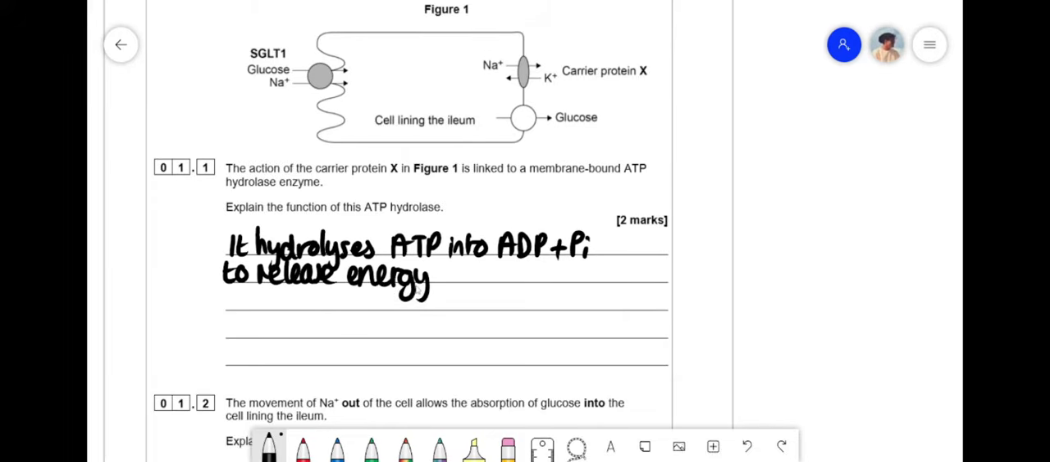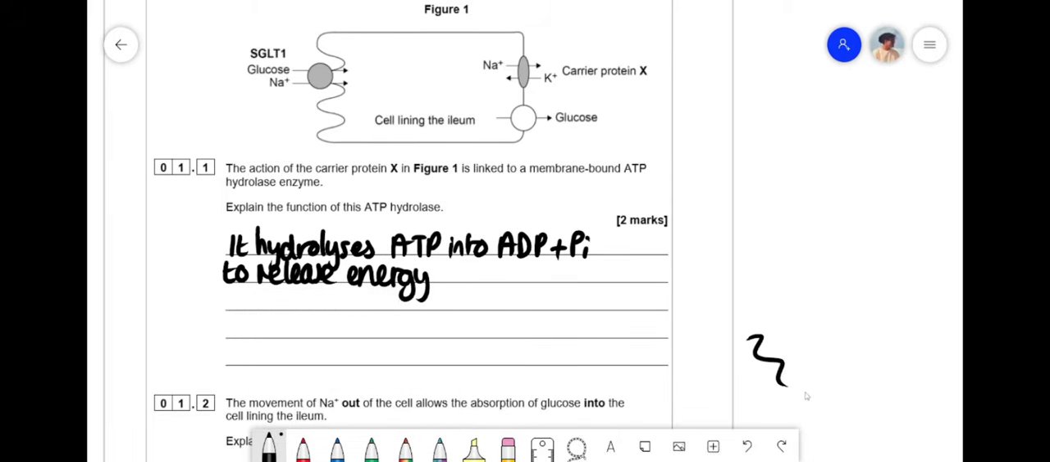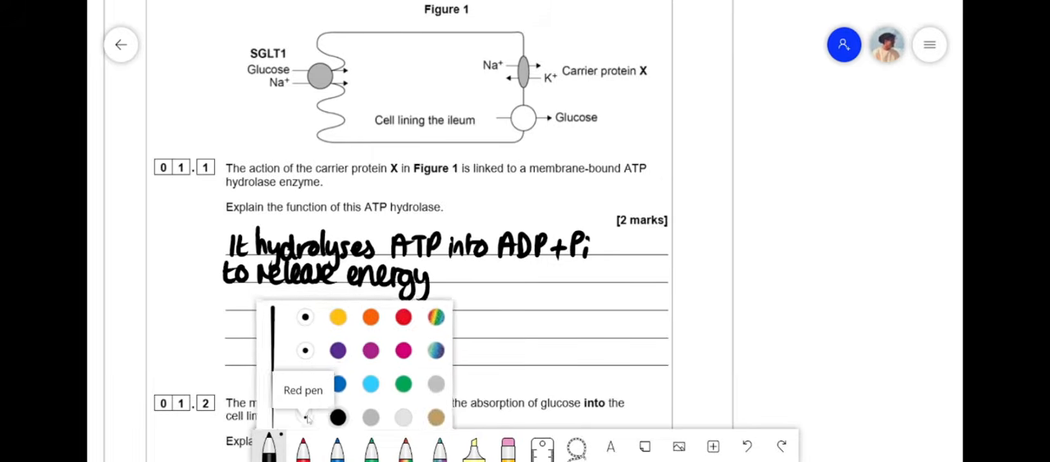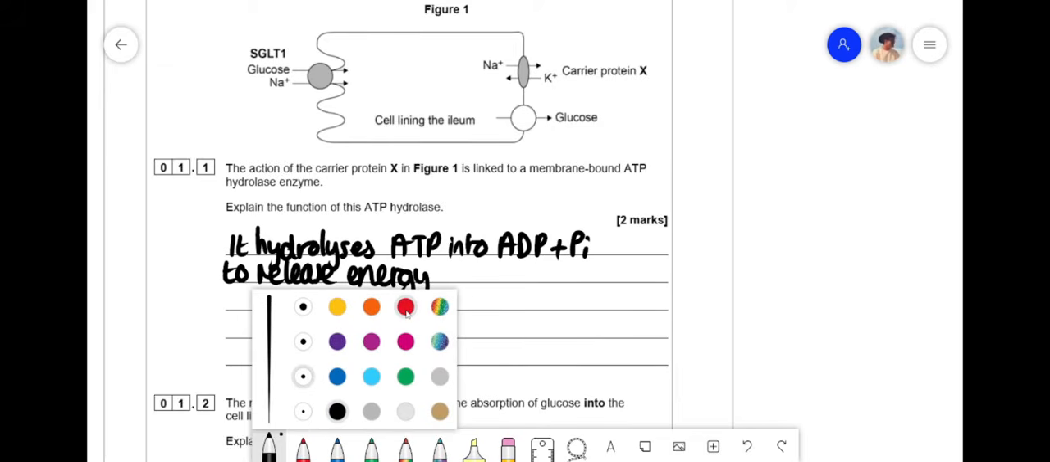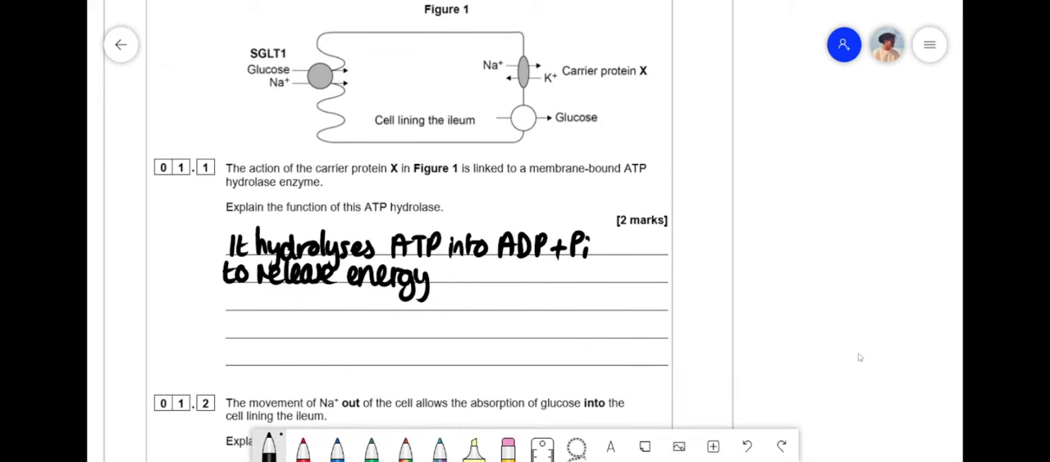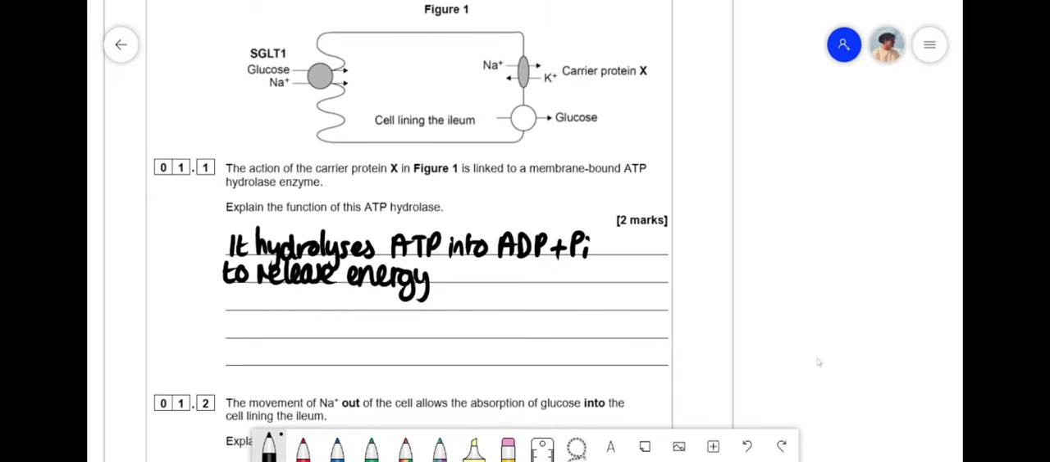energy. You should always specify that it releases energy. The reason being is because you saying it hydrolyzes the ATP doesn't really tell the examiner why it's being done, if that makes sense. So for example, if I were to tell you a car has 4 wheels, it doesn't tell you that it's useful for driving, it just says that. So this would be your first mark.